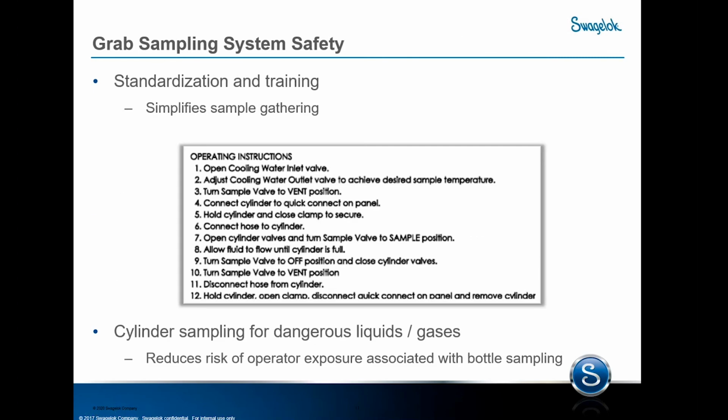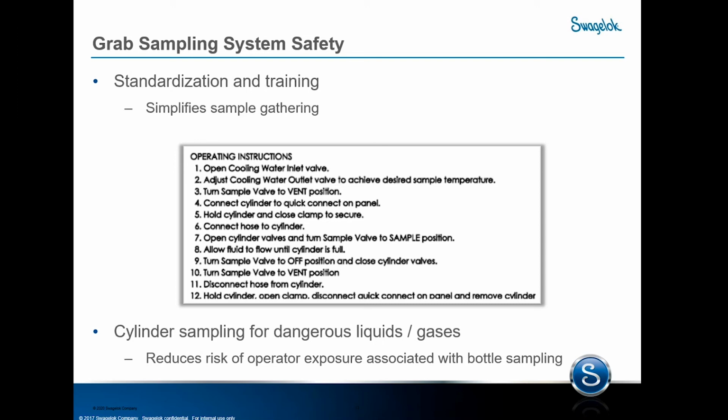Of course, when we're designing these systems, safety is always one of our highest priorities. Since there's a person involved with the sample collection, we need to make sure that the sampling system is safe. One way to do that is to make sure that the operator knows what they're doing and how the panel operates. A simple way to address this is to make sure that operating instructions are listed at every sample point and that operators are trained to those procedures.